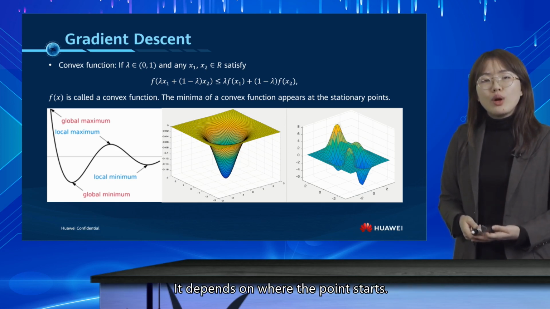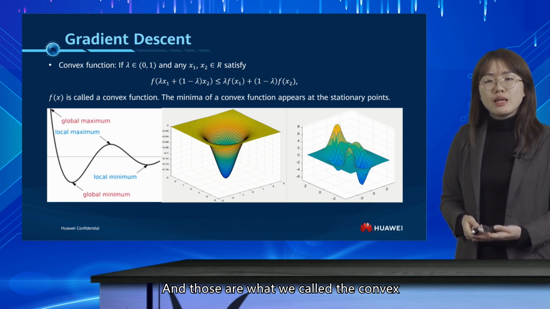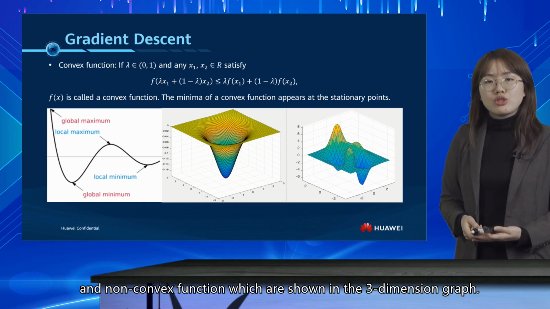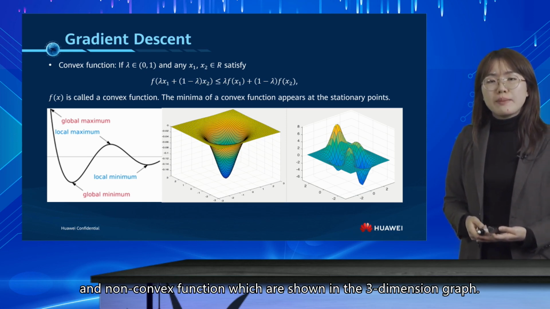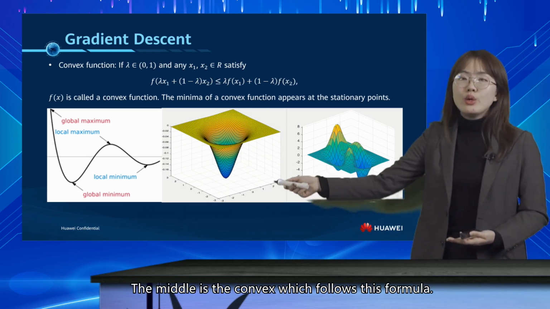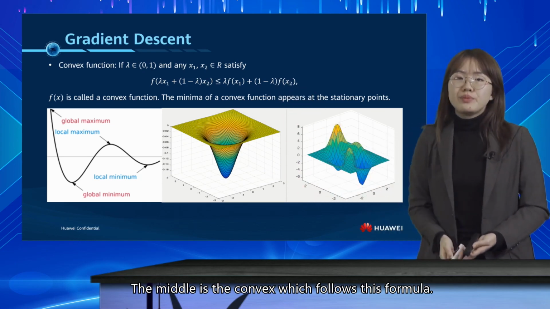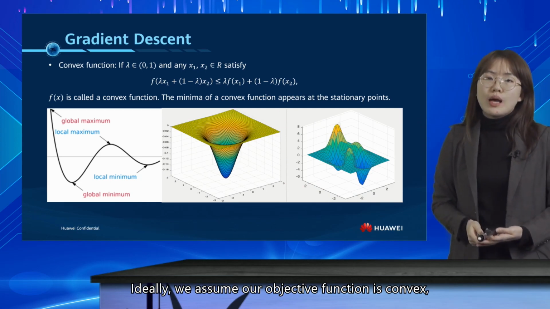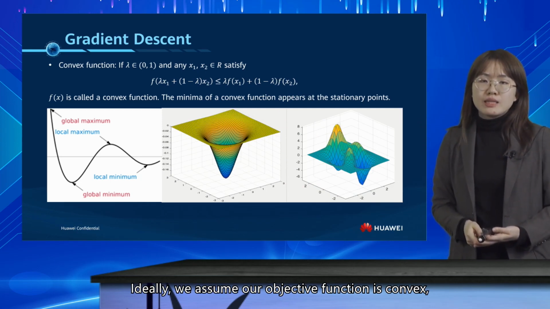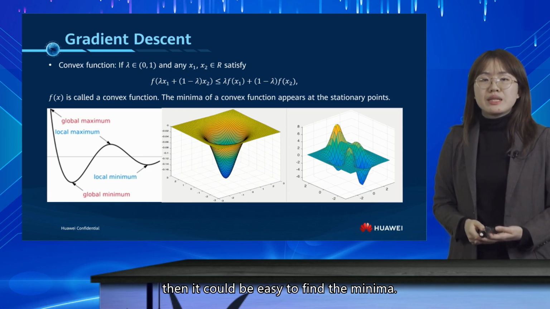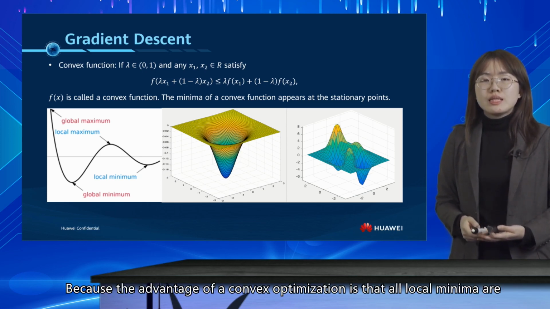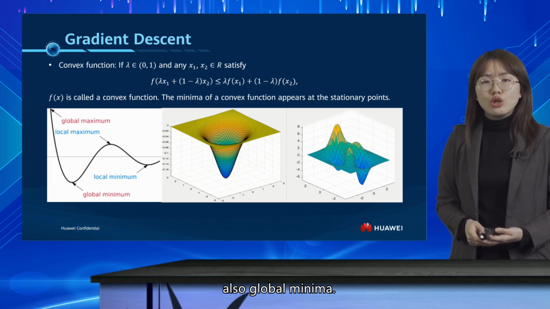It depends on where the point starts, and those are what we call the convex and non-convex functions, which are shown in the three-dimensional graph. The middle one is the convex, which follows this formula. Ideally, we assume our objective function is convex, then it could be easy to find the minima. Because the advantage of a convex optimization is that all local minima are also global minima.